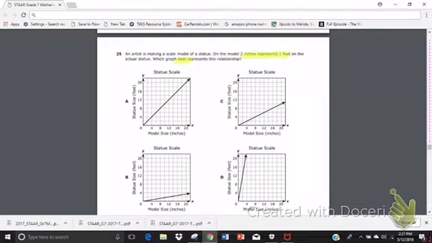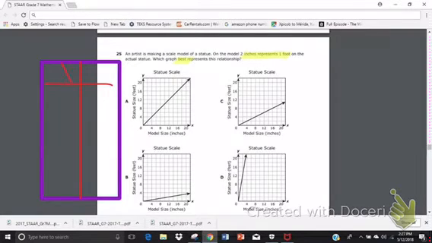Alright, so there's a lot of ways of doing this, ladies and gentlemen. I know that we all have our own ways of doing it. But one of the ways that maybe y'all could do this is by creating a table. Here we have a table. We can label this our X, and this is our Y. Look at your X-axis, guys. That's representing the model size. So on the model, ladies and gentlemen, 2 inches represents 1 foot on the actual statue size in feet.